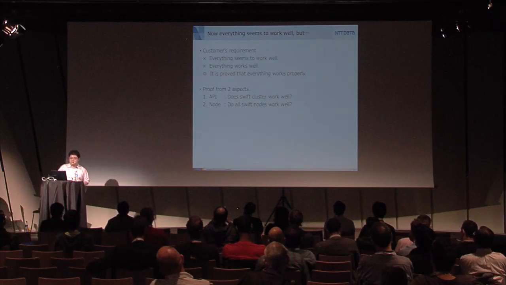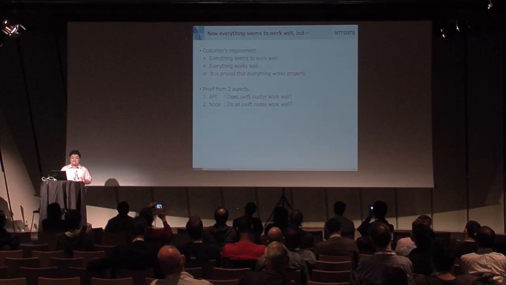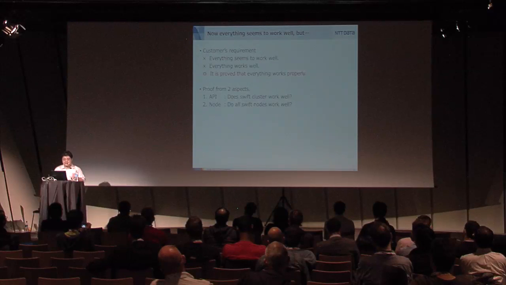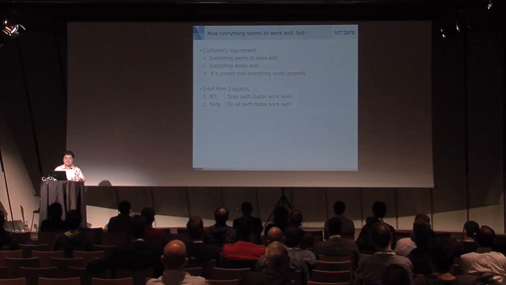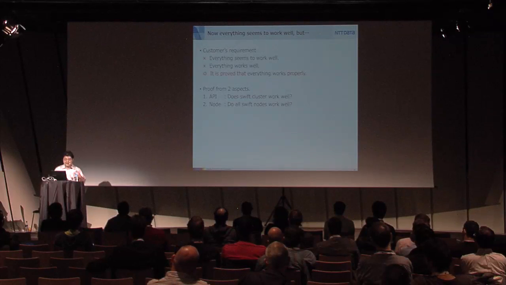Okay, so now we can build all of the Swift nodes within the time limit, and everything seems to work well. But unfortunately, we were asked for more by our customers. Our quality-crazy customers never get satisfied with our saying, now everything seems to work well. They also never allow our saying, everything works well. They demand proof. We have to prove that everything works properly.